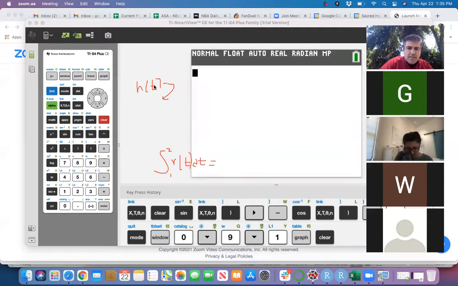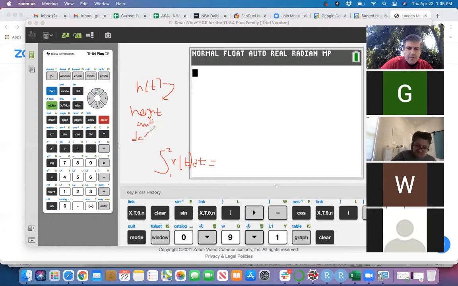H of t is height. And there'll be the antiderivative of r. So then it's just going to be h of 2 minus h of 1 when you do the definite integral of r of t from 1 to 2. We already know h of 1 is 0.75. You just got to do the integral of the rate.